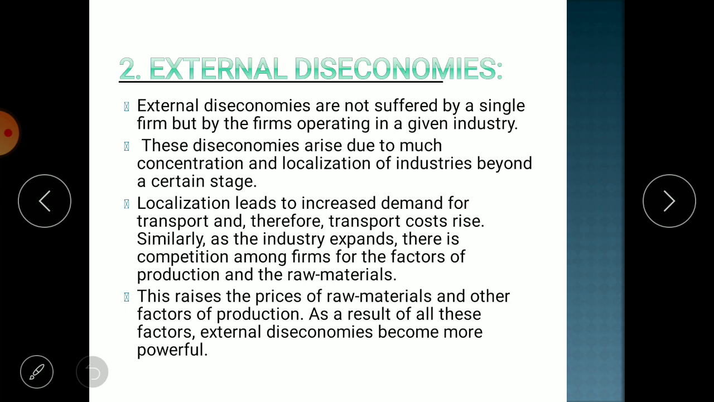Localization leads to increased demand for transport, and therefore transport cost rises. If so many units are established over there, everyone will demand transportation of their raw material and finished goods. So demand for transportation will increase, which will create stress on the transport industry. So the transport cost will rise.